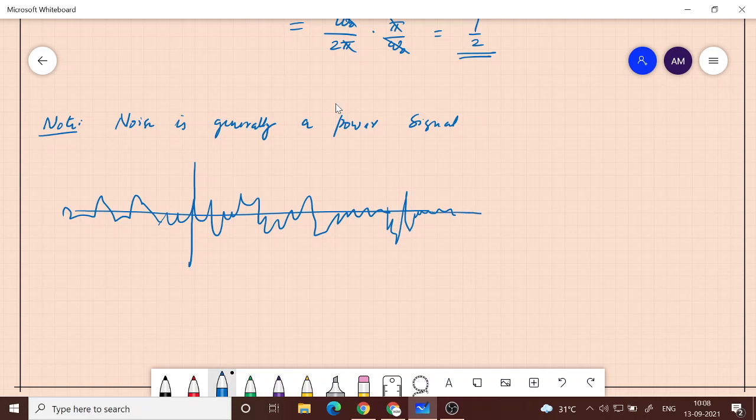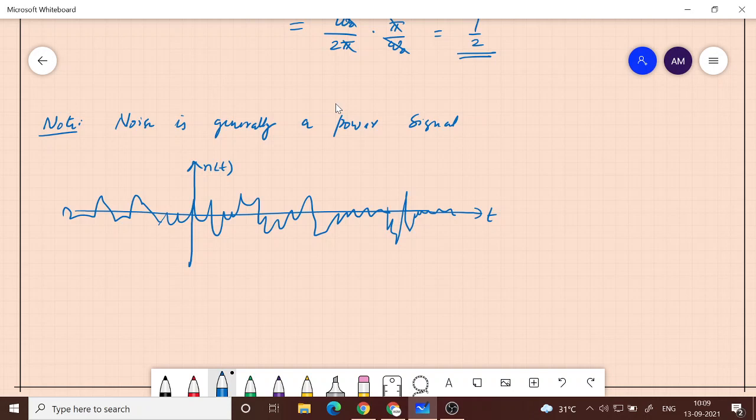But this is a power signal. If you evaluate the energy, when you take the modulus, all the negative will become positive. So if you take the modulus of N of t, noise, you will still have some variations like this, which extend from minus infinity to plus infinity. So it has infinite energy. If you integrate all of it, you will get infinite energy. Its amplitude never decays or reduces with time.